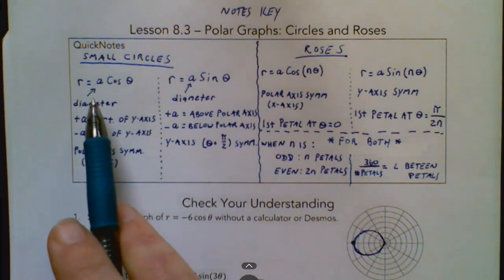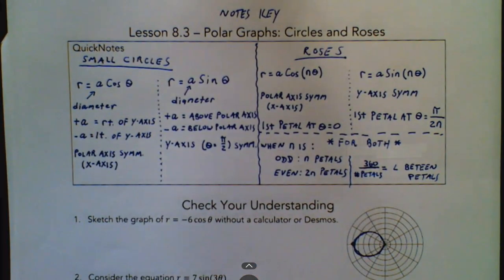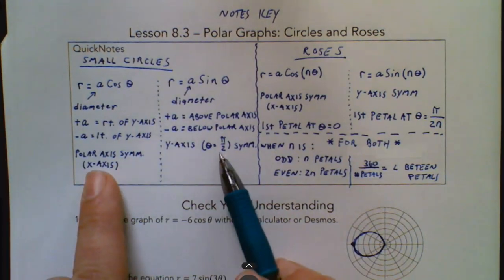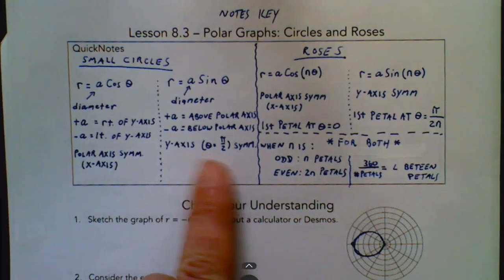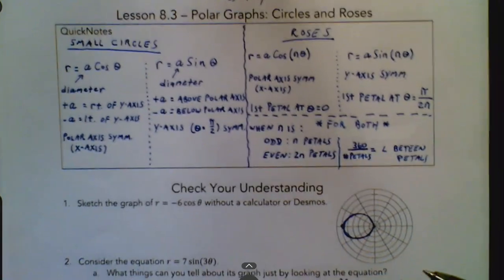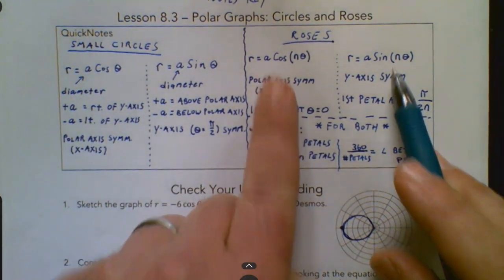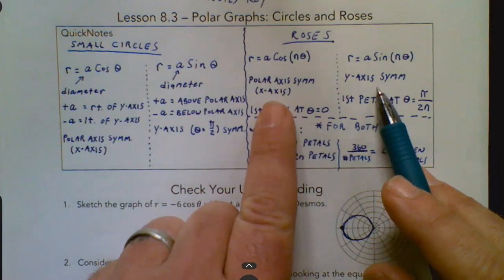So such as with the circles, we know this value represents the diameter of the circle. Cosines go left and right, sines go up and down. Symmetric, right? The symmetry, polar axis symmetry versus pi over 2 axis symmetry. Most of the highlights came from the roses. There's more detail to remember. So remember, this is the general layout. The symmetry we already talked about.